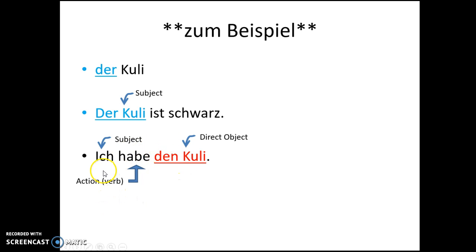Okay? So let's sort of break this down in an English way. So the way that I always tell what the subject is, what the verb is, and what the direct object is is this way. So I find first the action. So in this case, in this sentence, it's to have.